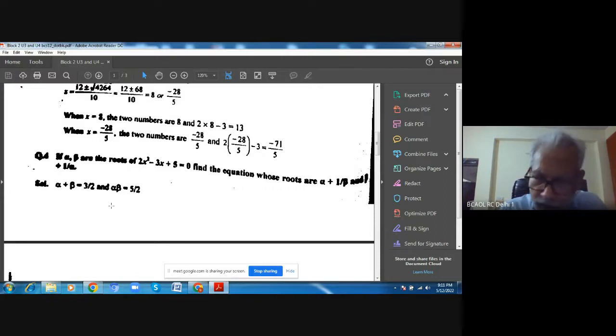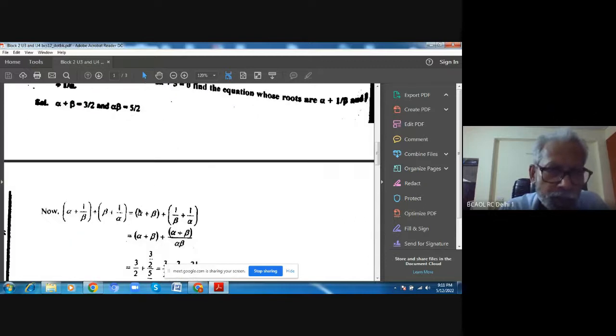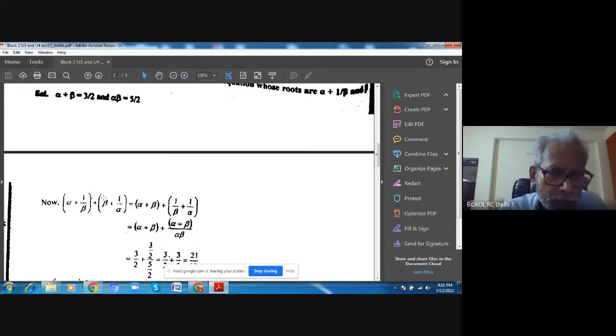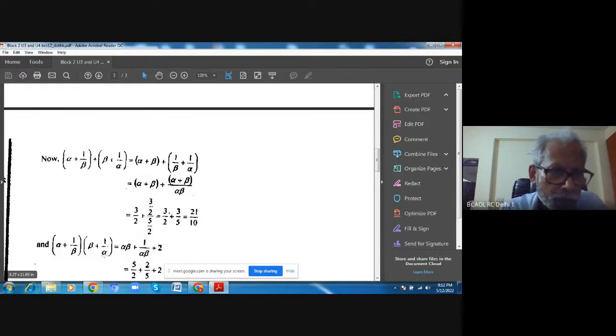So that is this thing. Once you get these two things, then simply you can put them in the formula. The sum of the roots and the product of the roots, there are two parts. You see, this is the sum of these roots, and this is the product.